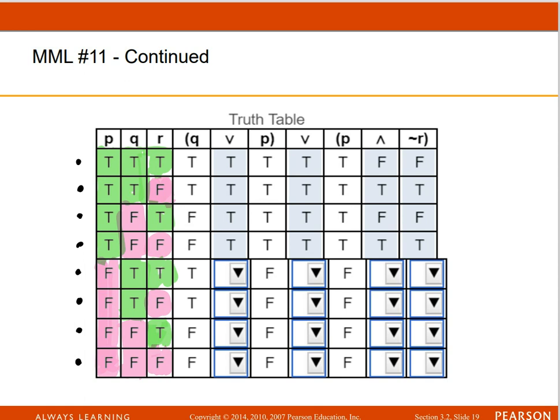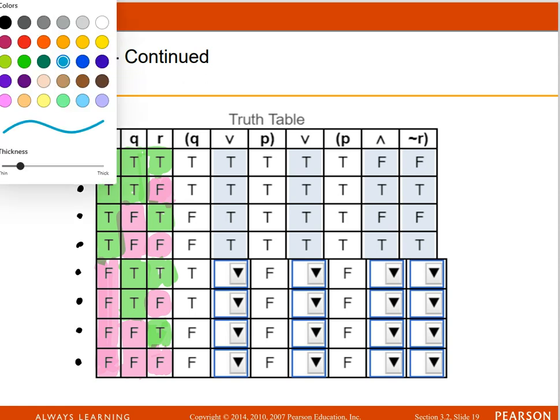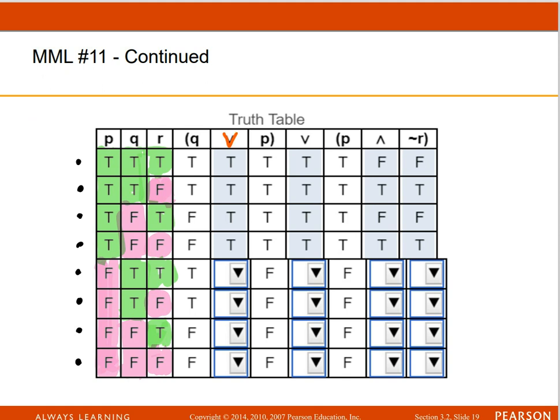Okay, so to finish number 11, you're going to do it in the exact same order that we just did it in. And as I remember, it was orange. Okay, so this would be step one. And I'm doing an or. So to get this column, you just look at the two columns on either side. And so true or false is a true. True or false is a true. Right here, false or false is false. Same thing, false or false is false.